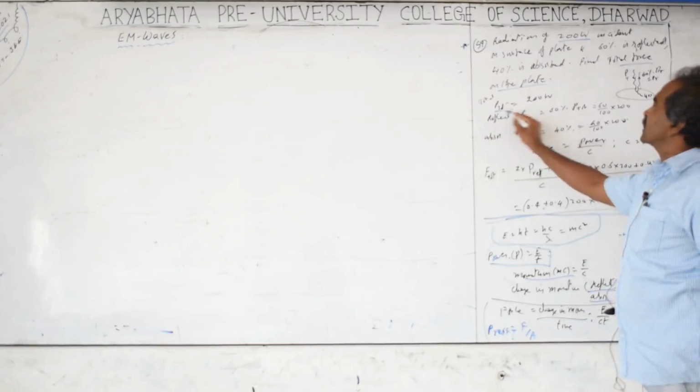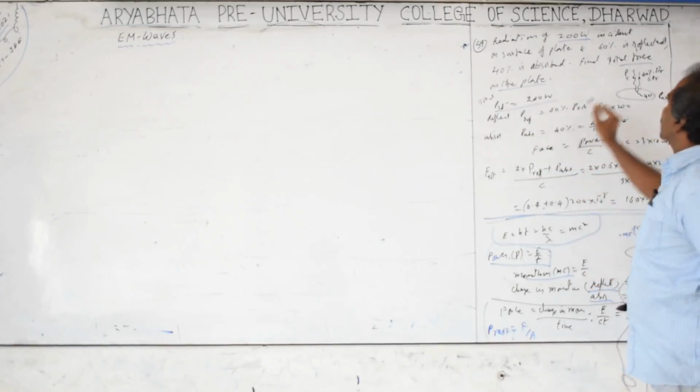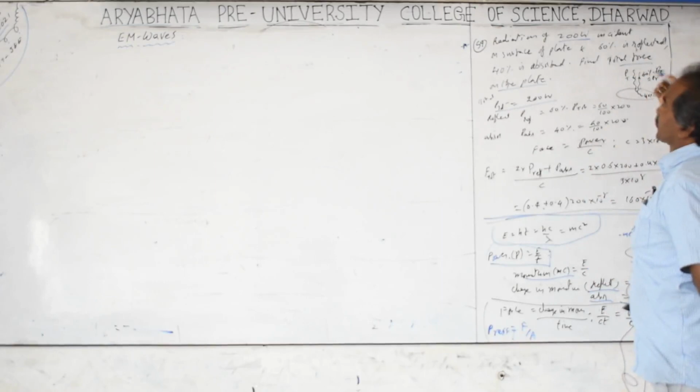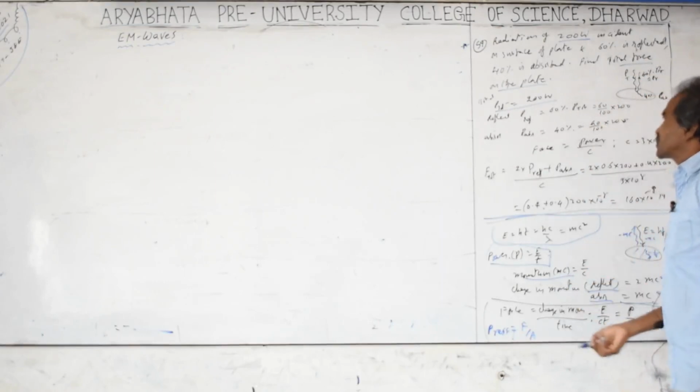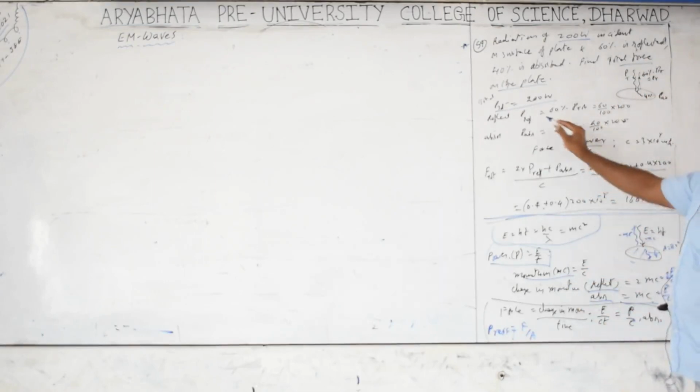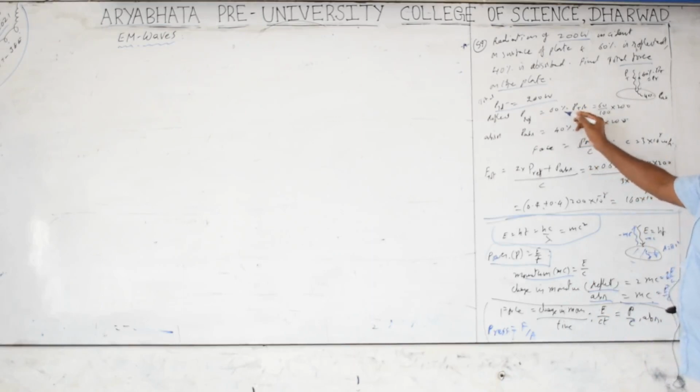Total power is 200 watts. Reflected power is 60%. Whatever is reflected, you have to take it as a double condition when you are going for the force related to change in momentum. 60% means 60 by 100 of the total power, 60 by 100 into 200.